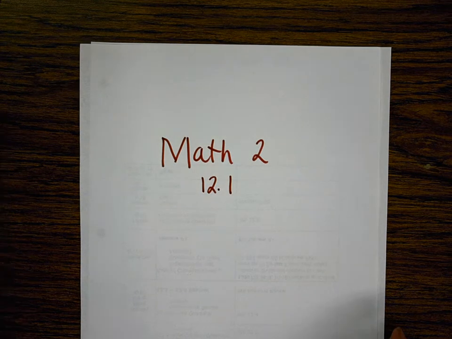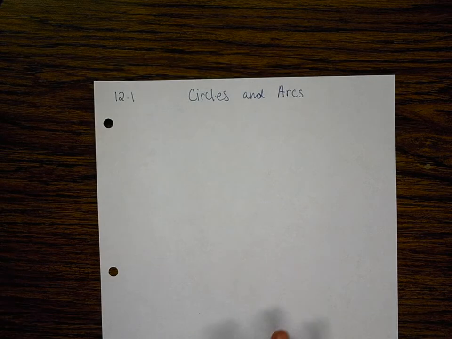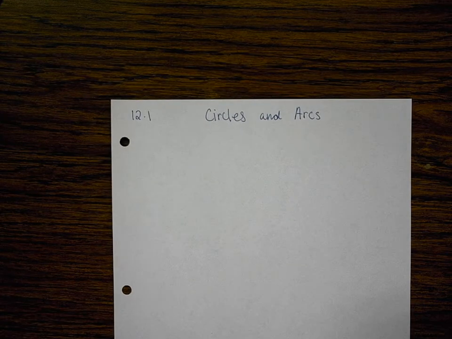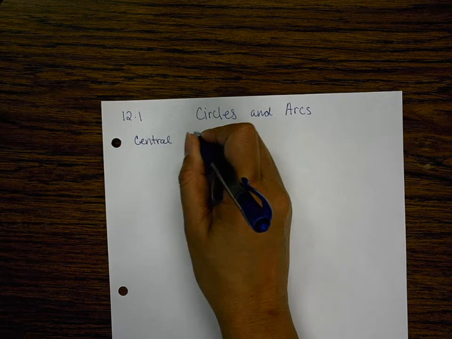This is Math 2 12.1 notes. That's Math 2, Unit 12, Lesson 1. The title is Circles and Arcs. First thing we're going to talk about is a central angle.